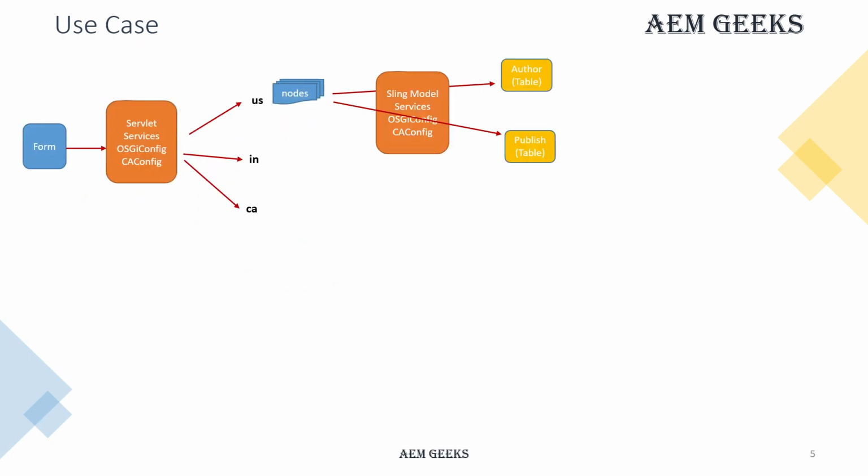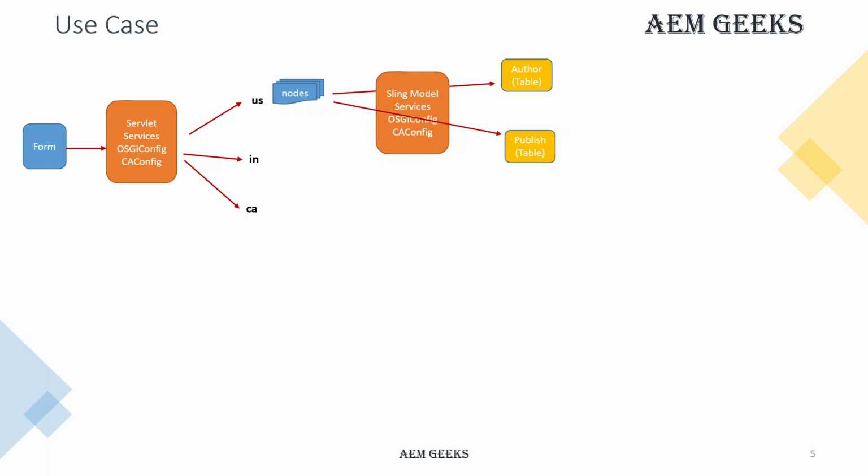Now let's say I have information in nodes and I want to display that information in a table. I have to display that table on author and publish. So I will iterate the nodes one by one and then put that information in the component using Sightly and backend services, Sling model, whatever we have. But when you have 100k nodes, iterating those nodes is time consuming. So there is a performance degradation if you display it that way.